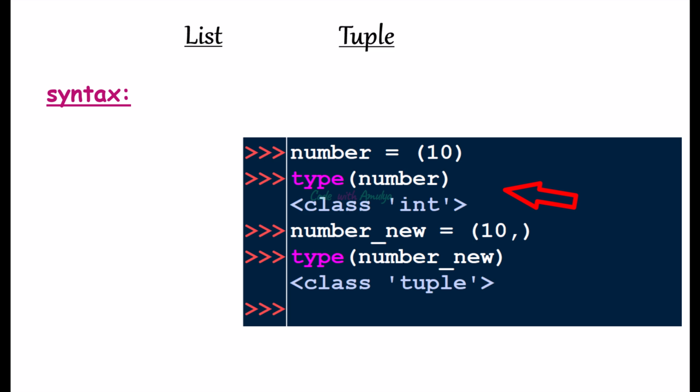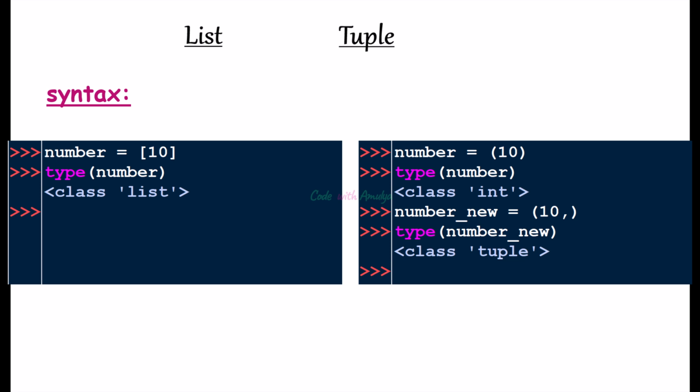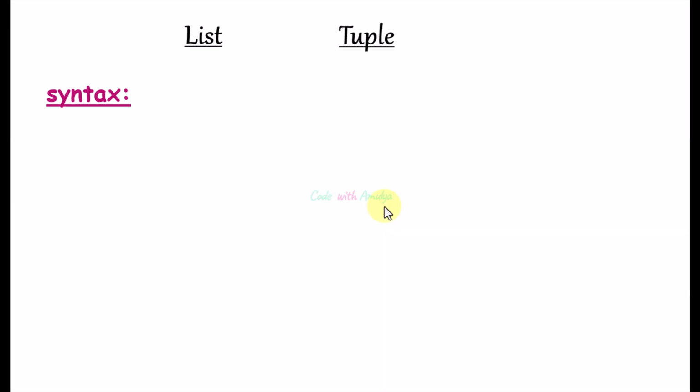But for a single element list, no comma is needed, just use square brackets like this. Because parenthesis is also used for grouping, that's why when you create a single element tuple, you need to use a comma. Okay, so this is the first difference.